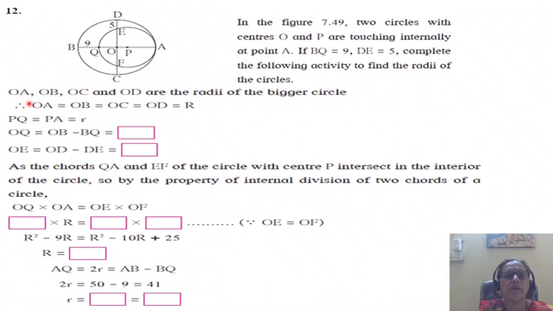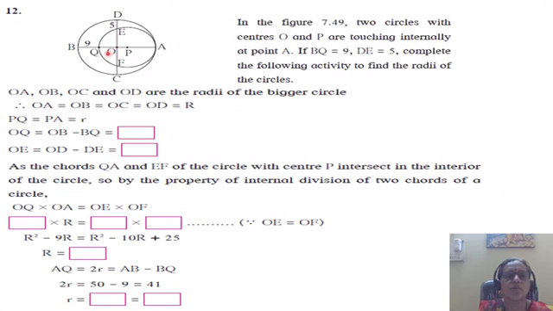Now, OA, OB, OC, OD are radii of the bigger circle, which is equal to capital R. Then PQ, observe PQ, PA are radii of the smaller circle, that is small r.